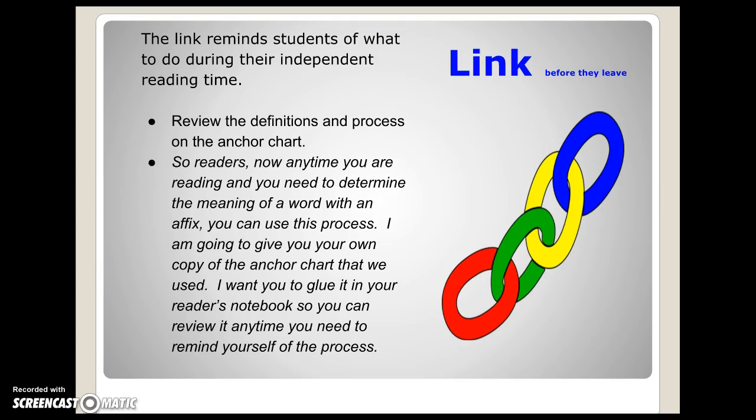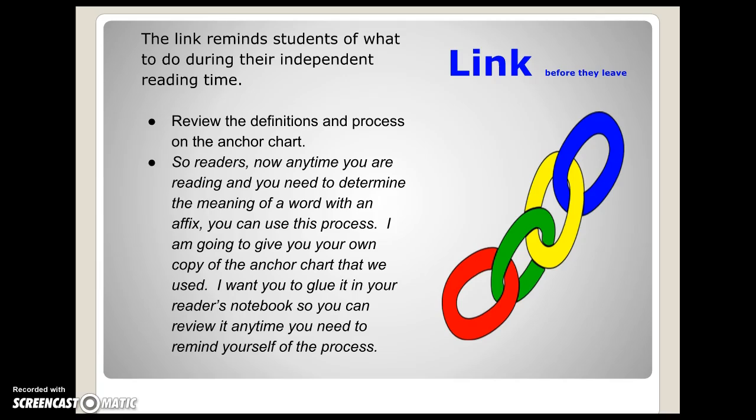Next is the link. The link reminds students of what to do during their independent reading time. You will review the definitions and processes on the anchor chart as well as the learning goal at this time. So readers, now anytime you are reading and you need to determine the meaning of a word with an affix, you can use this process.